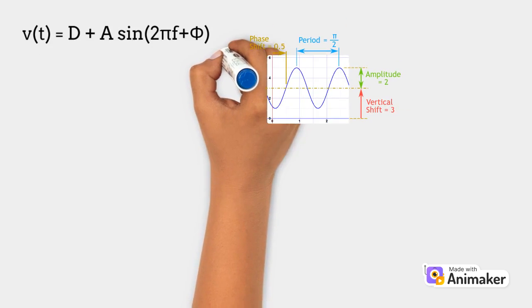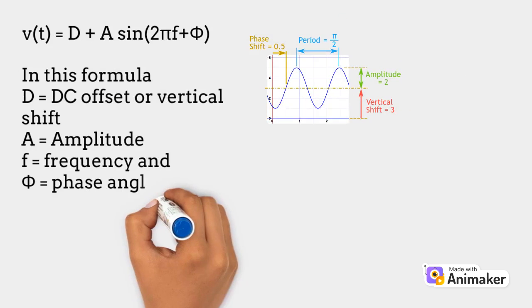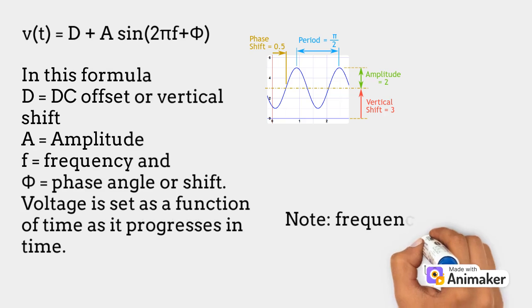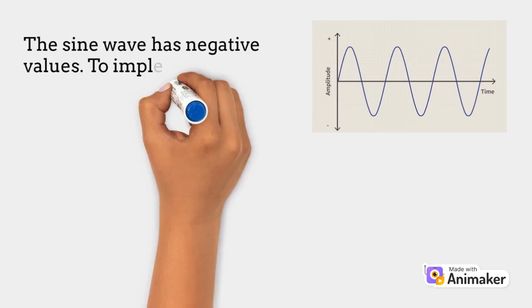In this formula, D is the DC offset, A represents the amplitude, F is for frequency, and phi represents the phase angle or phase shift. If reading a graph, the frequency will need to be calculated using 1 over the period t. The sine wave has negative values.